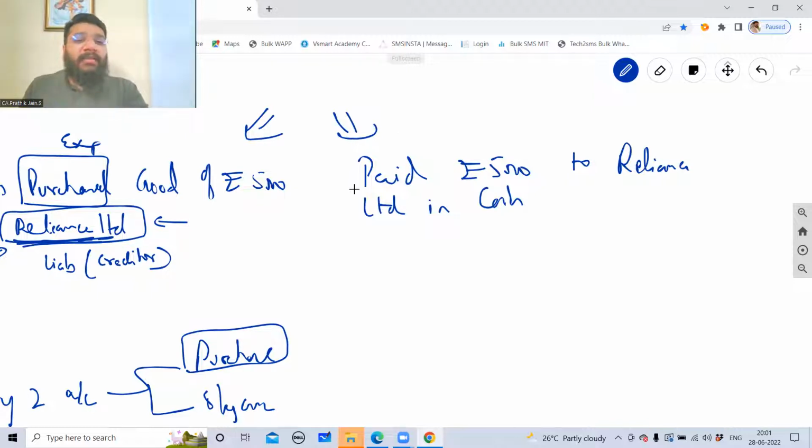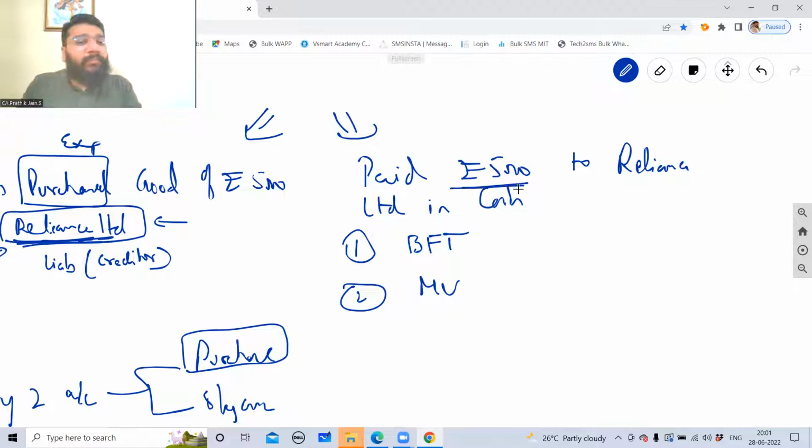So in this, guys, first of all, is this a business financial transaction? Purchase has happened in business. Obviously, payment will happen in business now. So this is a business financial transaction, no doubt. Second, can I say it has a monetary value to it? It has a monetary value.